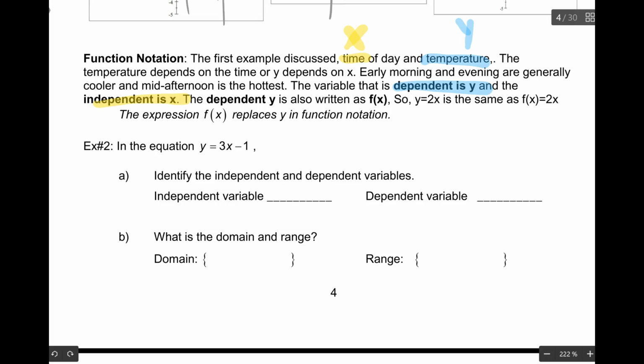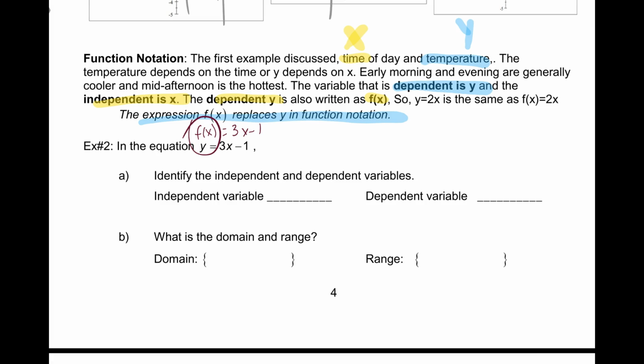But we can also write y as f of x. Notice that the expression f of x replaces y in function notation. As an example here, I could say f of x is equal to 3x minus 1. These mean the same thing. y and f of x mean the same thing.